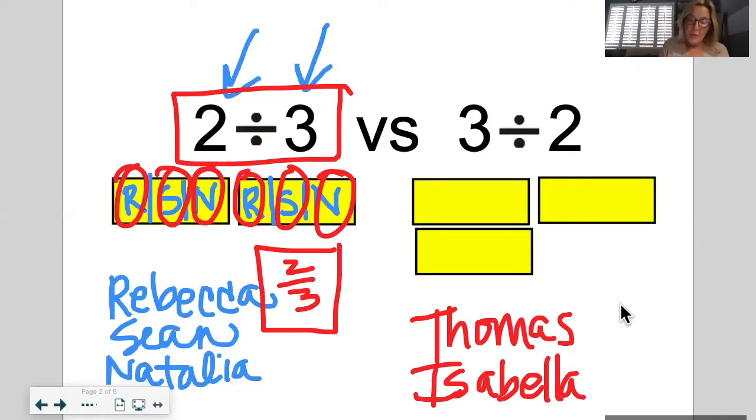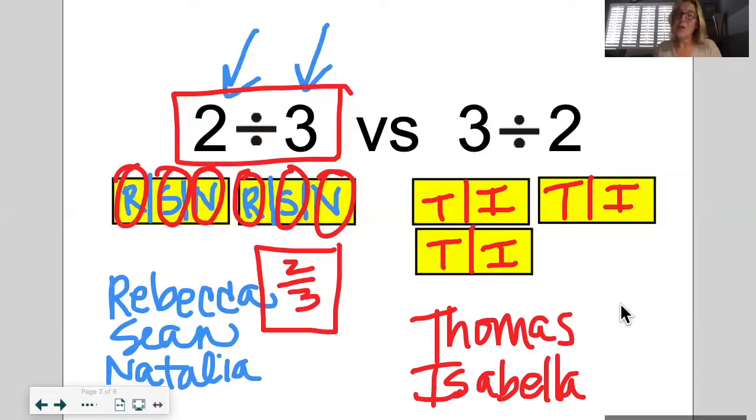So each one would get split into 2 equal parts. And so again, Thomas gets a piece, Isabella gets a piece, and so on for each candy bar. So how much did Thomas get? Well, he got a half there, a half there, and a half there. How much did he get altogether? Well, he got 3 halves.